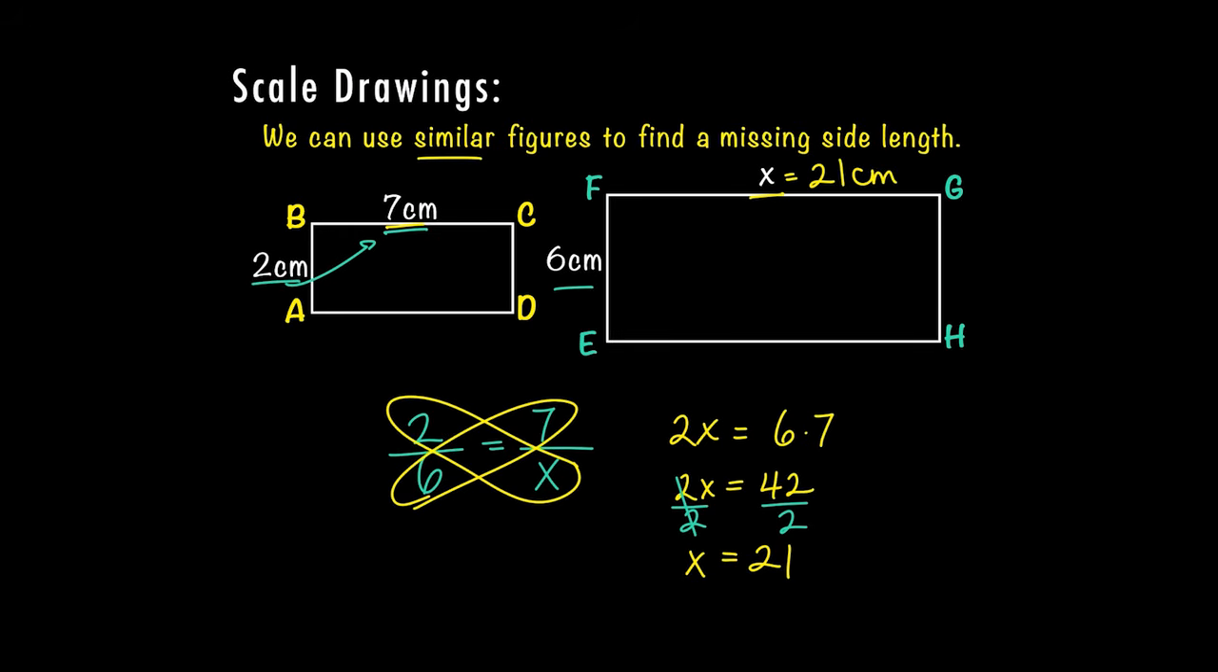There are multiple ways that I can solve this. If I go back to my original problem here, I can tell that 2 goes into 6 three times, which means the X value should be 7 times 3. So that would be 21 as well. That is a way to either check your answer, or that's just another way that you could solve it.